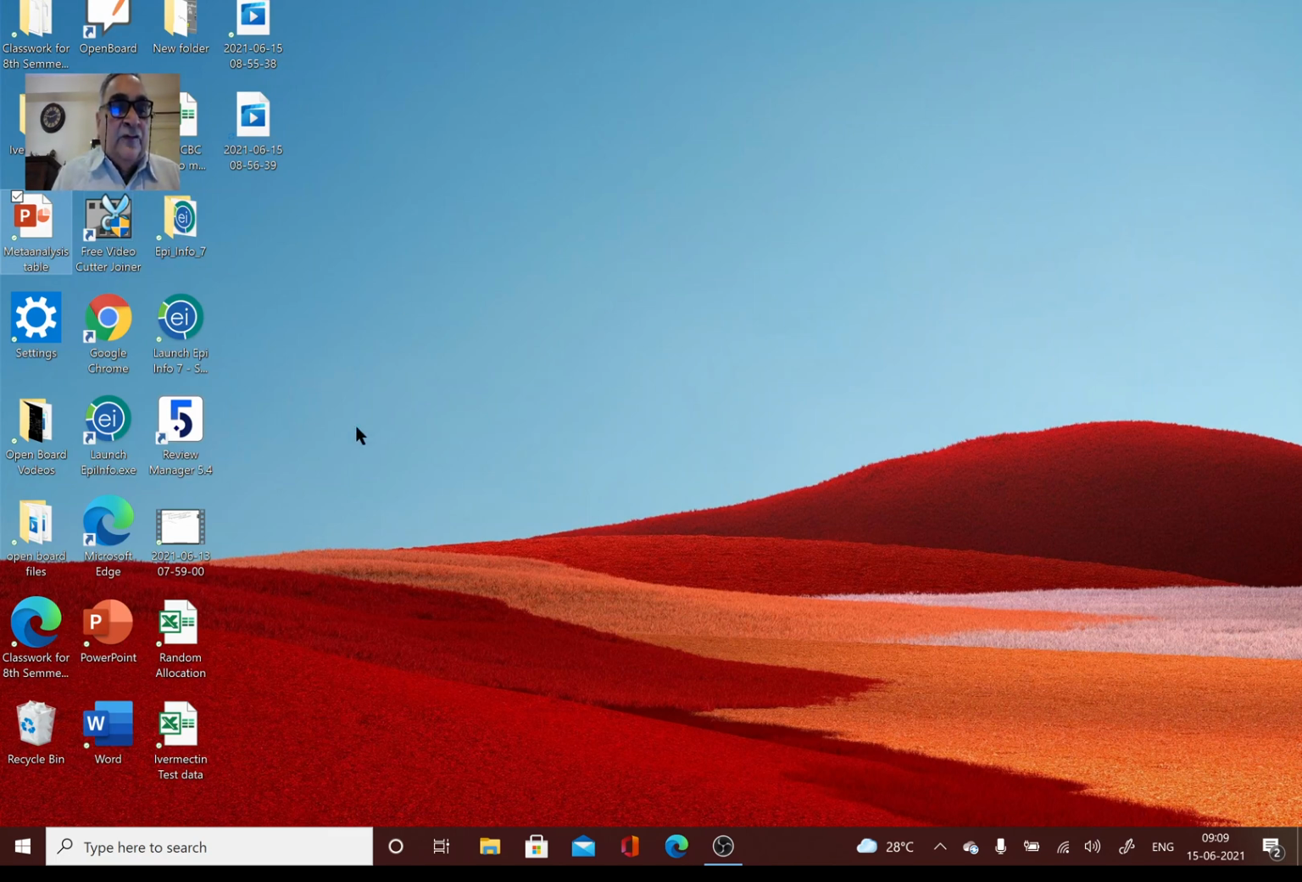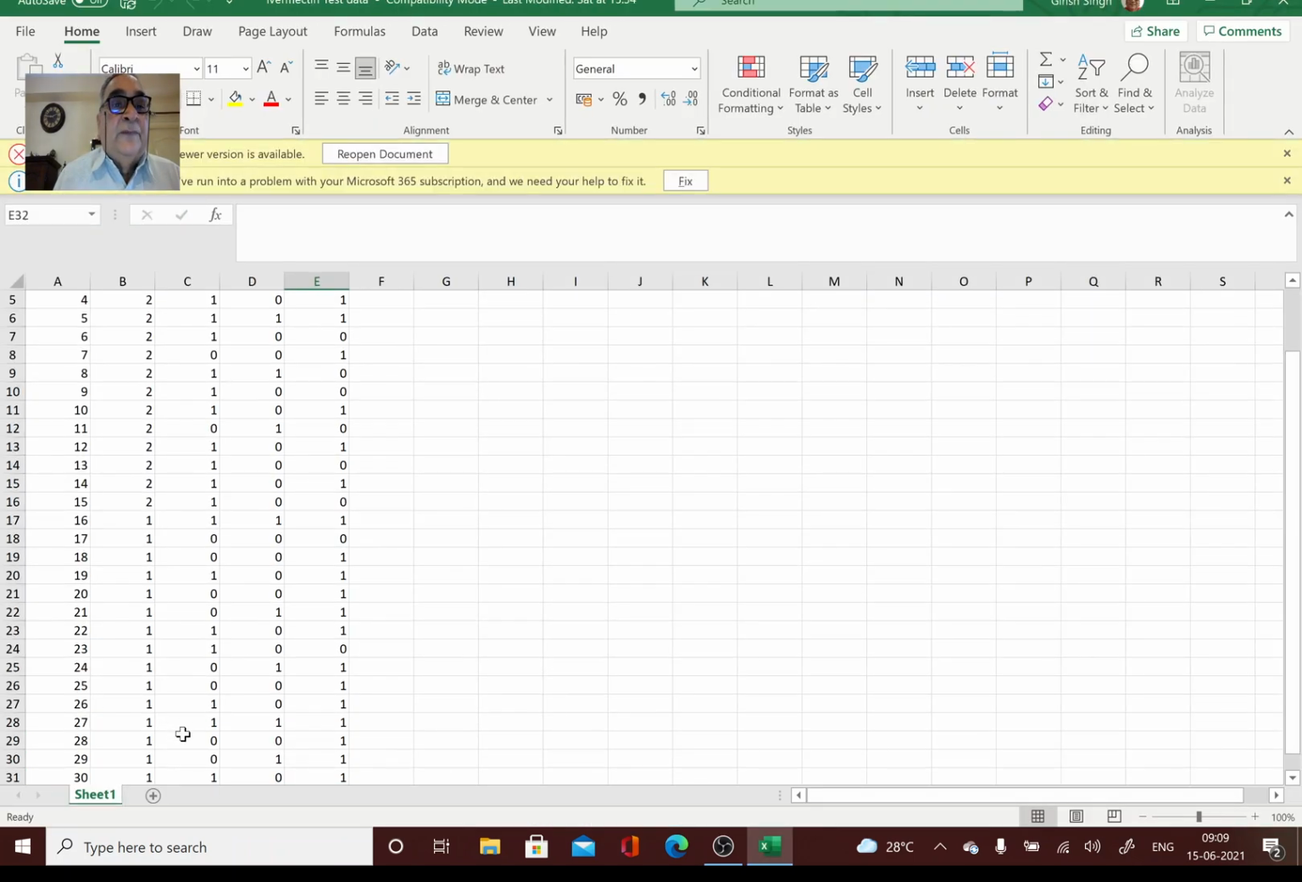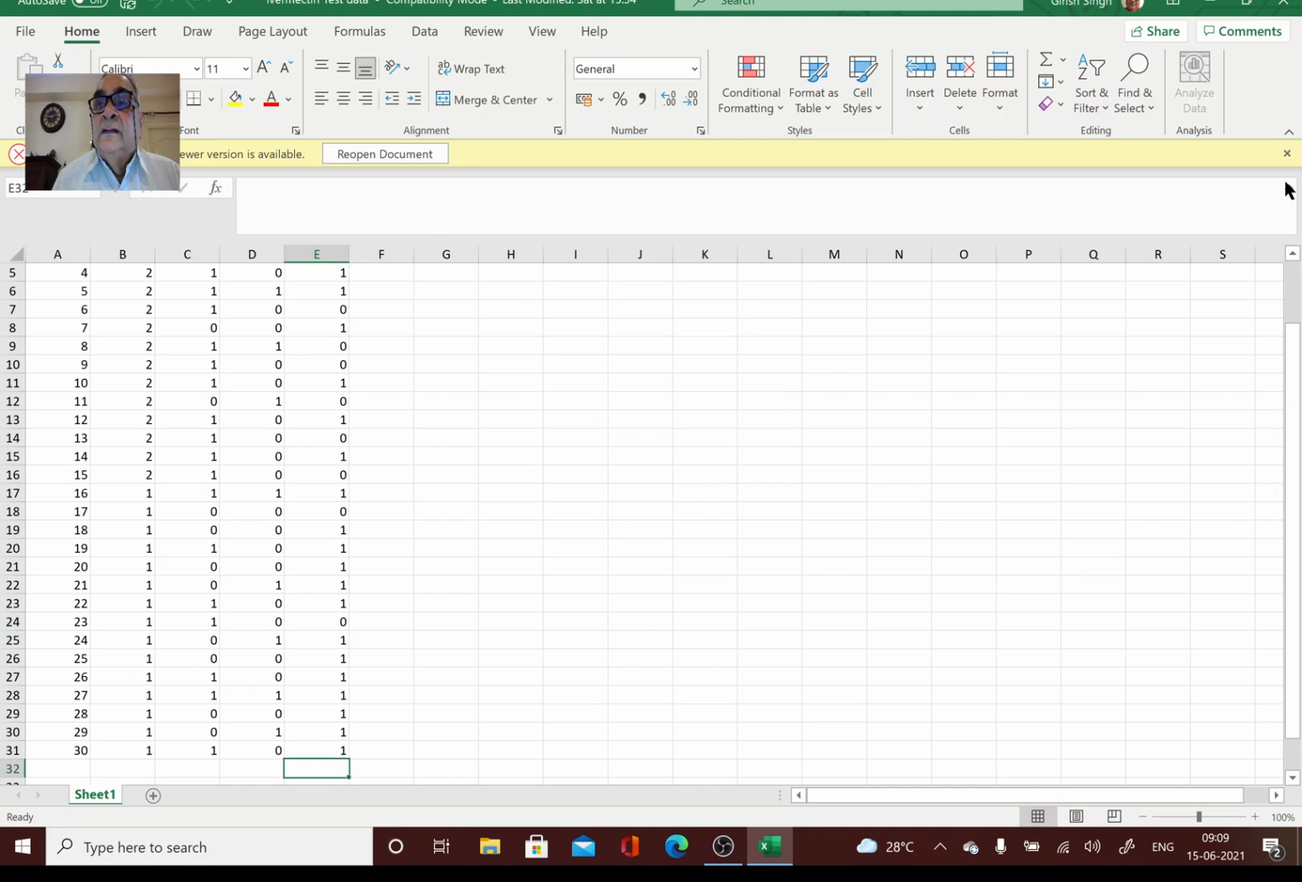Then we move on to an XLS file in which we place confounders also, other explanations of results.